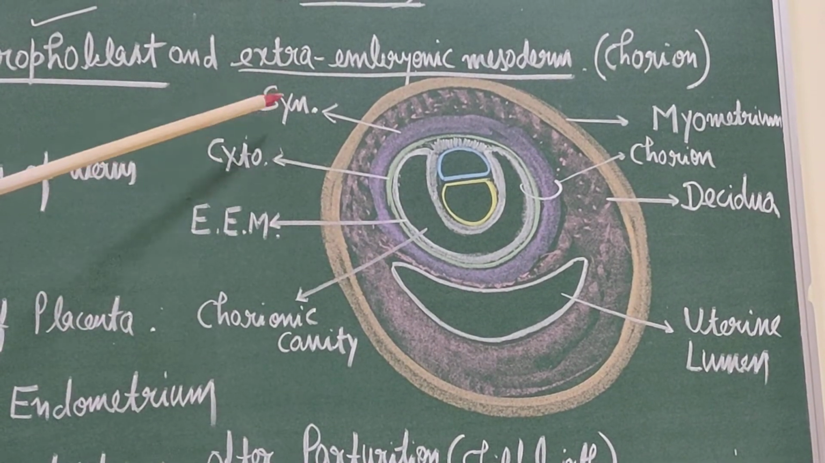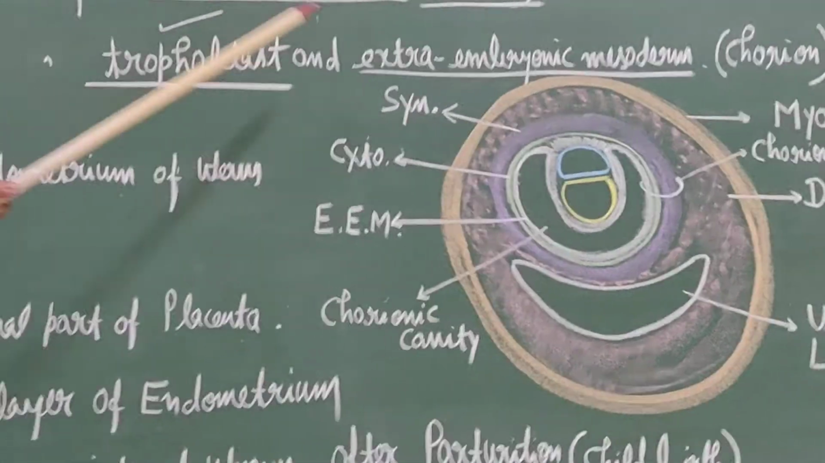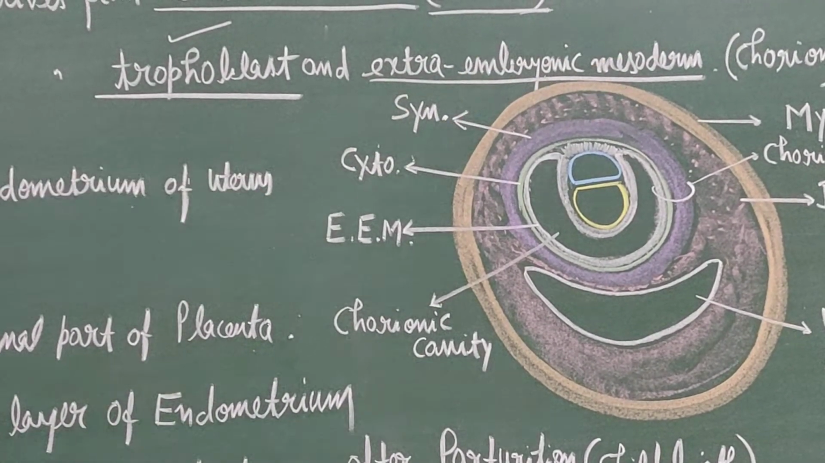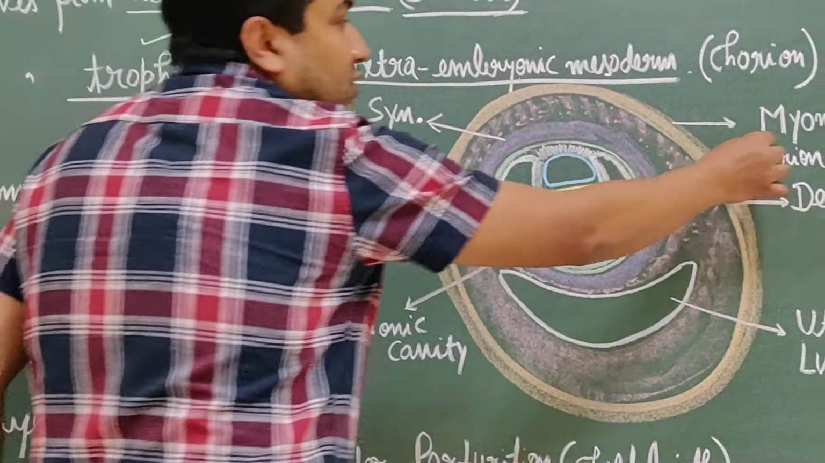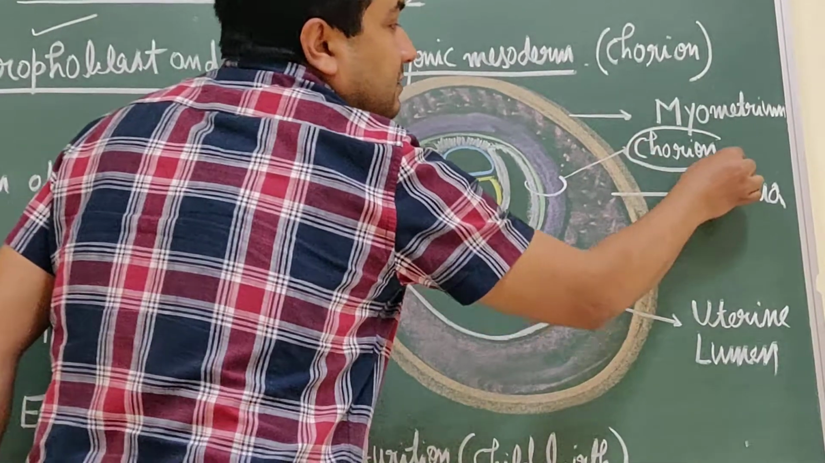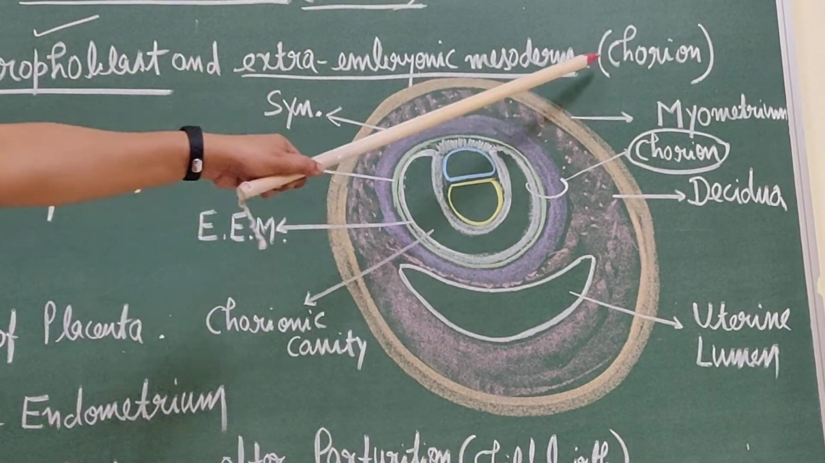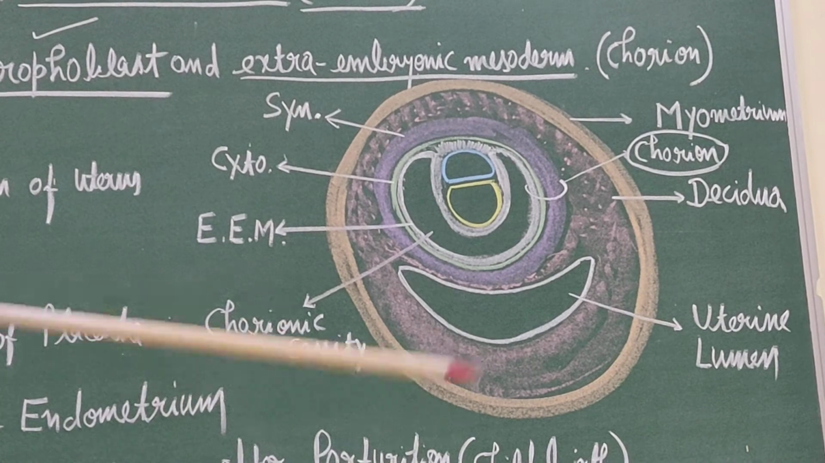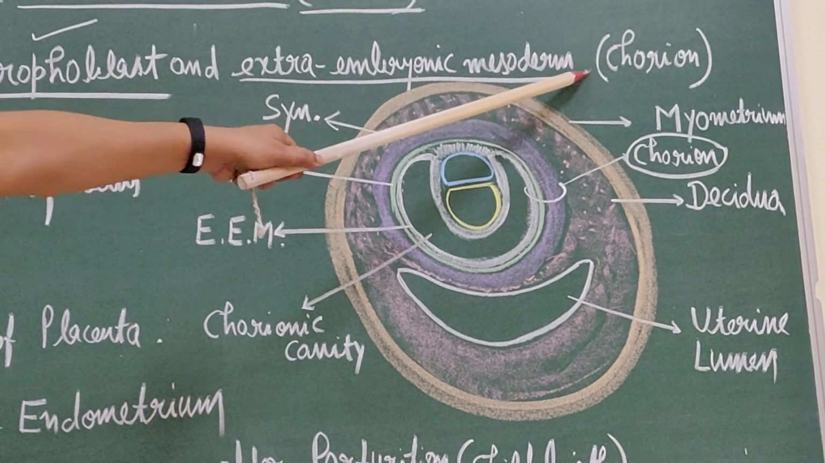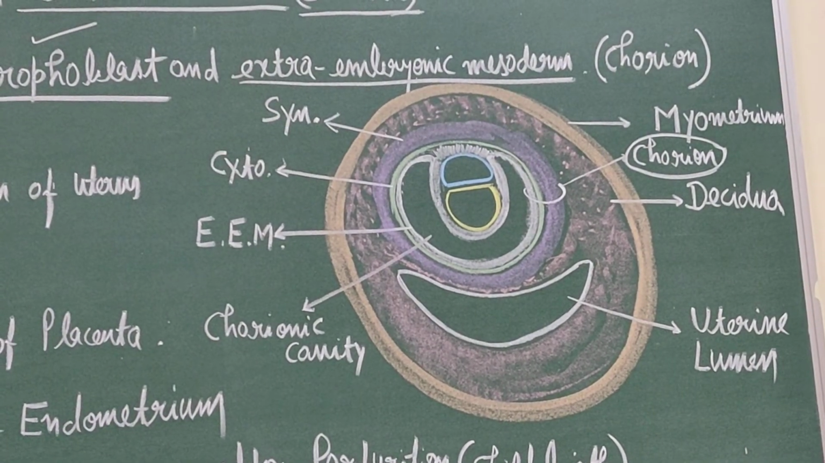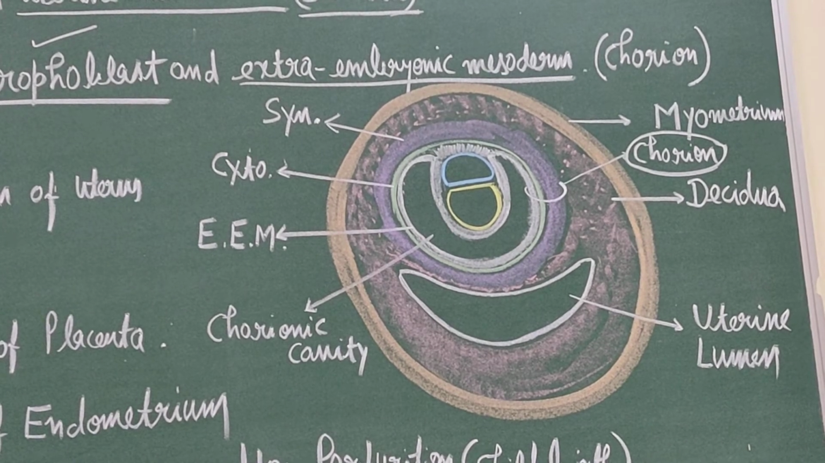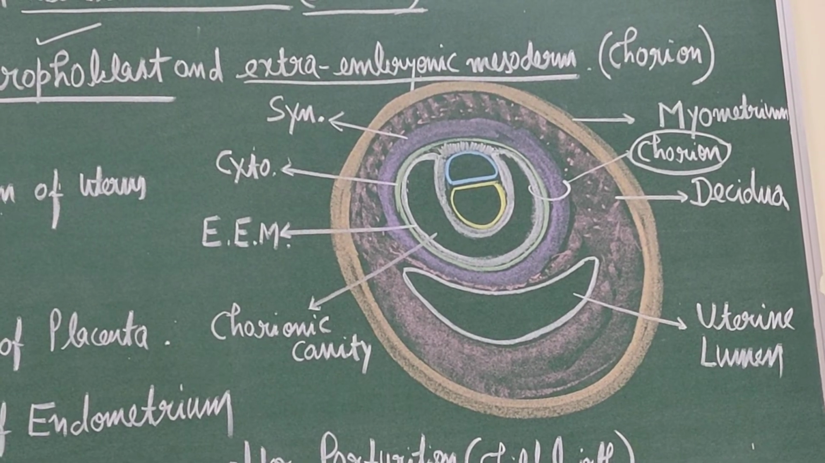So this trophoblast along with this extra embryonic mesoderm is known as the chorion. So it is the chorion part of the fetus that participates in the formation of the placenta.